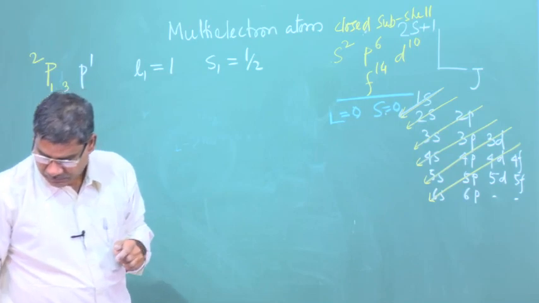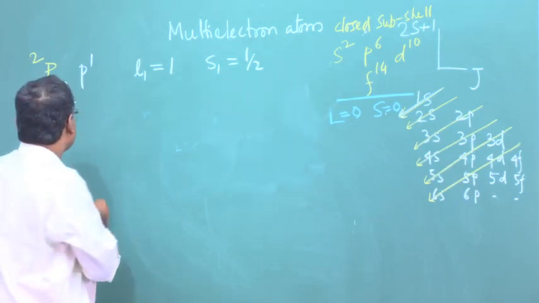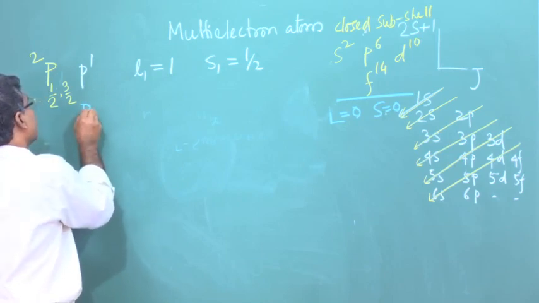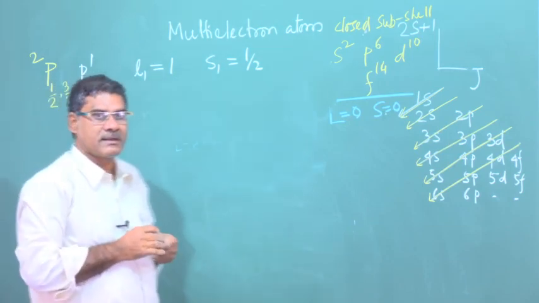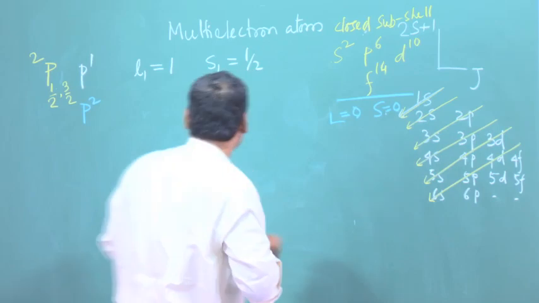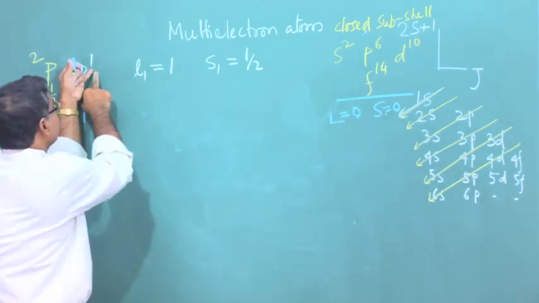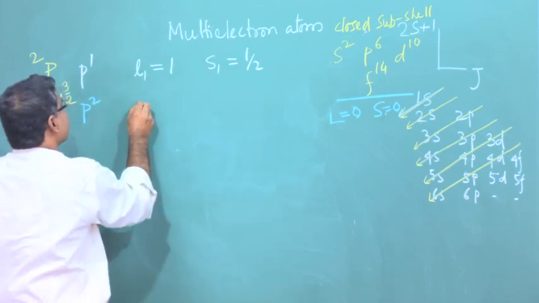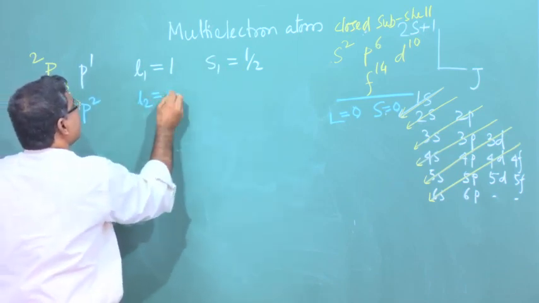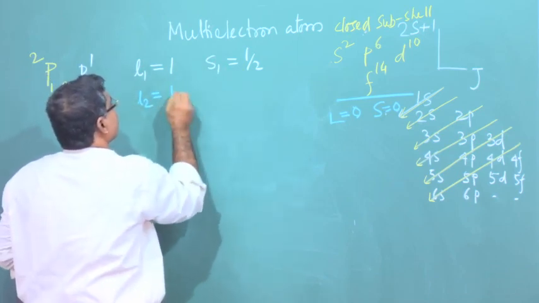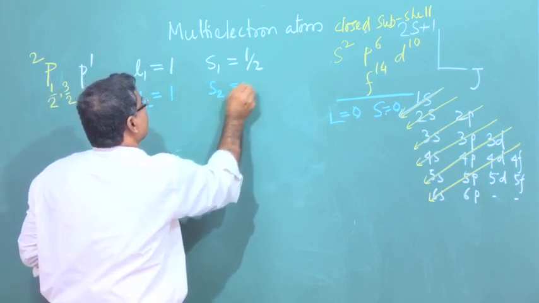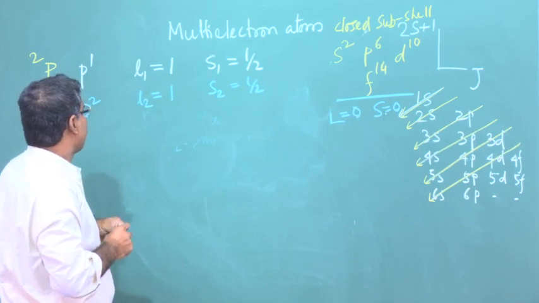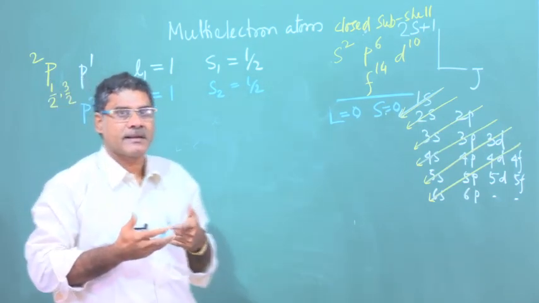Then if P equal to 2, so 2 electrons are there. Already for one electron L1 this, S1 this. So I will write L2 for another electron and S2 equal to half. So here what will we get? I have to find out the resultant L and resultant S.